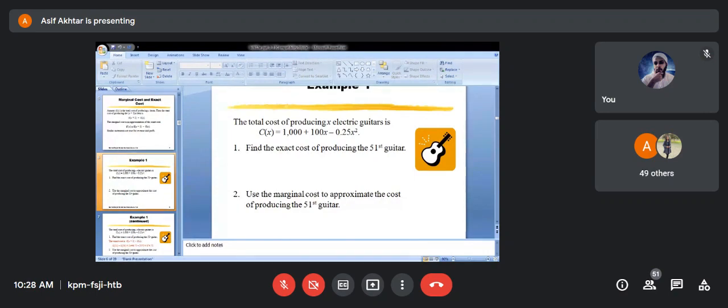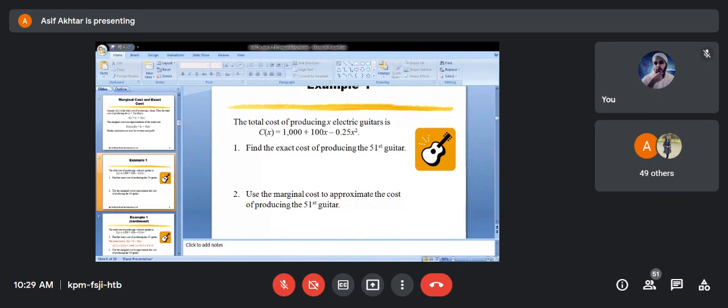Now the manager of the production house would like to answer the following questions. First question is, what is the exact cost of manufacturing the 51st guitar? That is, if I am manufacturing the 51st guitar, what is the actual cost of manufacturing? So the actual cost of manufacturing the 51st guitar. So how do you proceed with this?